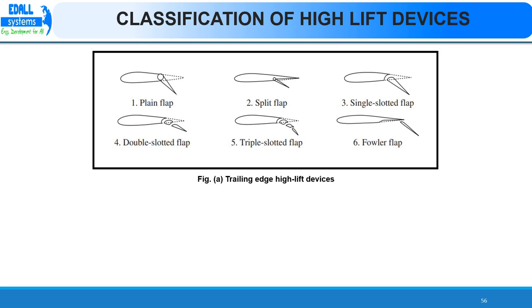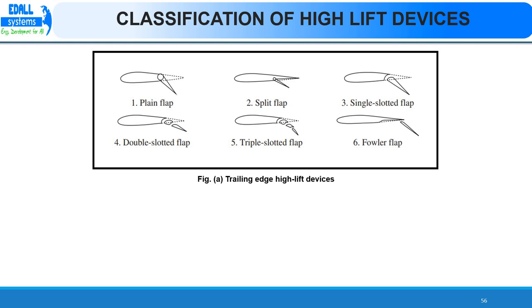The first one is plain flap. Plain flap is the simplest and cheapest high lift device. It resembles an airfoil that is hinged at the wing trailing edge, such that it can be rotated up and down. This flap increases the lift by increasing the effective camber of the wing section. Some modern aircraft, such as F-15E Eagle and MiG-29, use plain flaps.